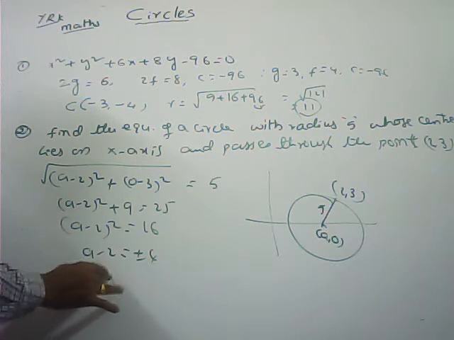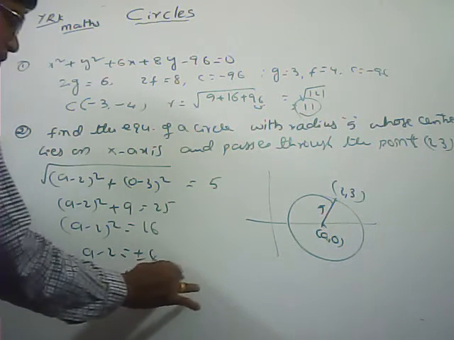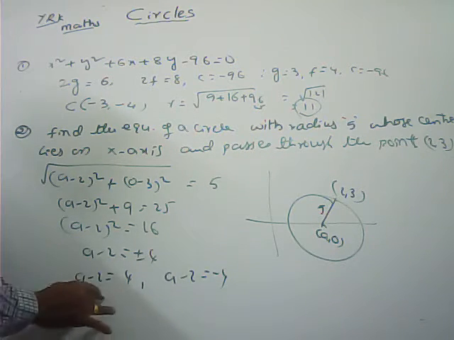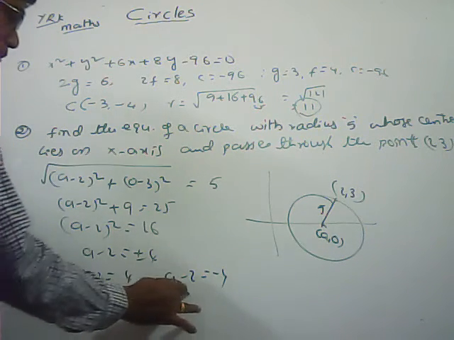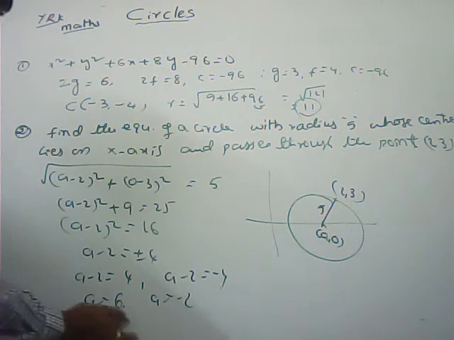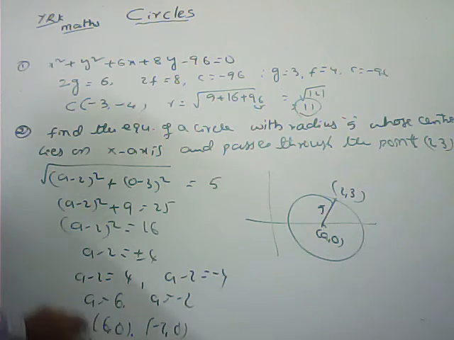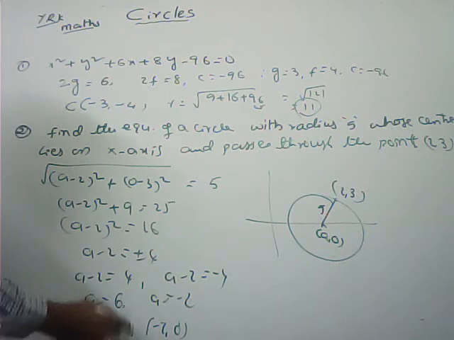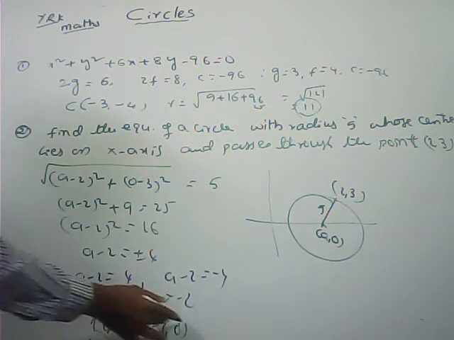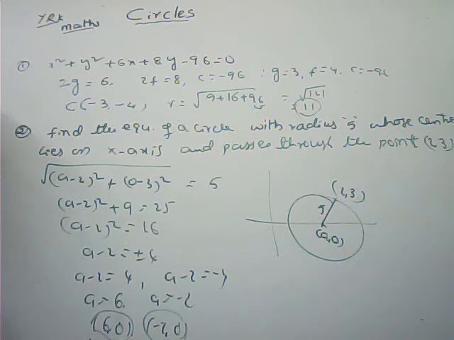So here two possibilities are there. a is equal to 6, a is equal to minus 2. So 6 comma 0 and minus 2 comma 0 are the centers, and the radius equals 5. We can write the standard form of the equation of the circle whenever the center and the radius are given. x minus 6 whole square plus y minus 0 whole square is equal to 5 square.